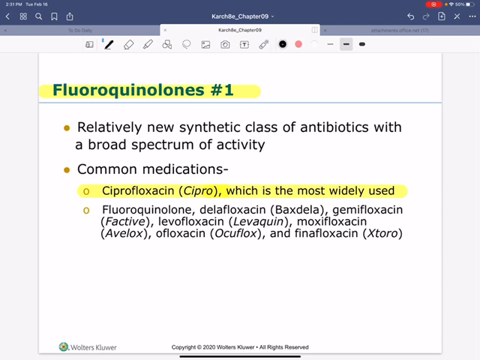So fluoroquinolones, they are also broad spectrum. Ciprofloxacin is the one that's most widely used. It's actually used for kidney infections. It's used for urinary tract infections as well as diarrhea, traveler's diarrhea. But that's the one that's on your list. The other one we commonly see is Levaquin or levofloxacin.